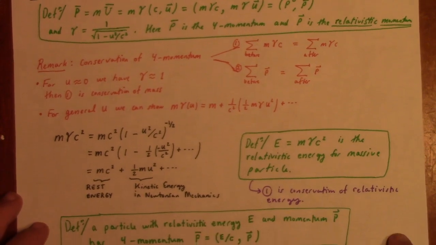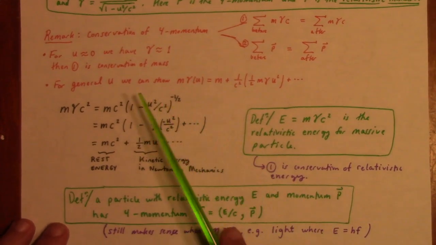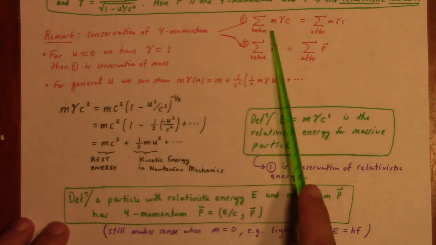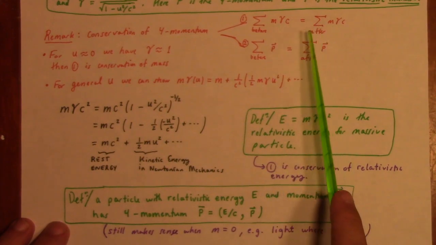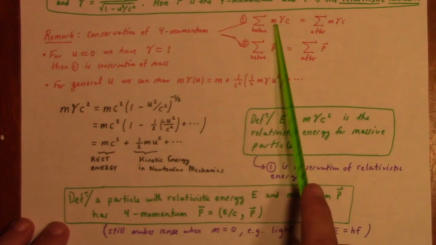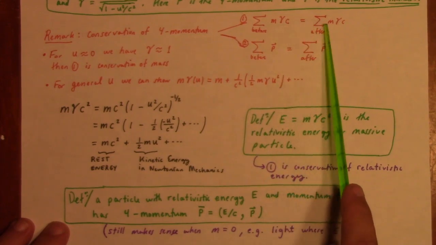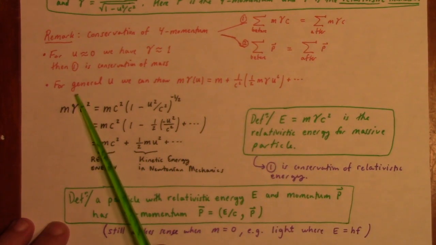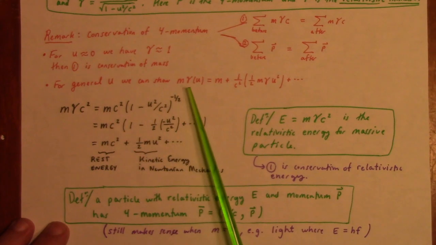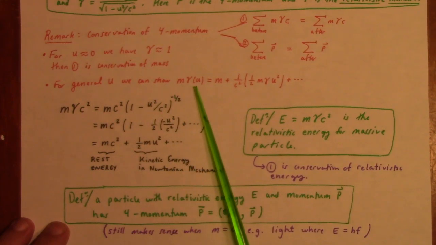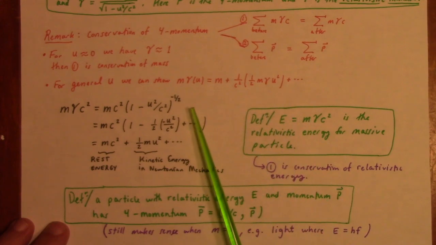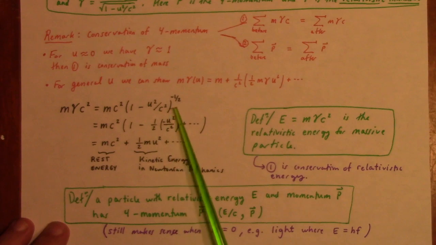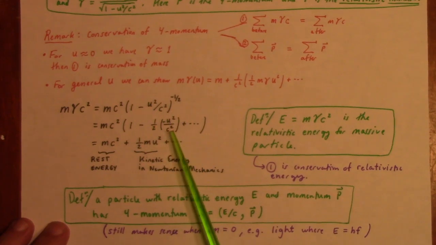Well, let's think about it. Let's break it down. For u approximately 0, we have gamma approximately 1, and so then number one is just looking like the conservation of mass. Because it just says the sum of the m's before is equal to the sum of the m's after. So that's just conservation of mass. And for general u, we can expand the gamma in a Taylor series, I guess Maclaurin series, the binomial series, I suppose.